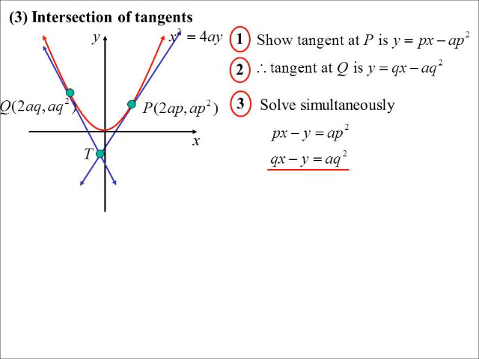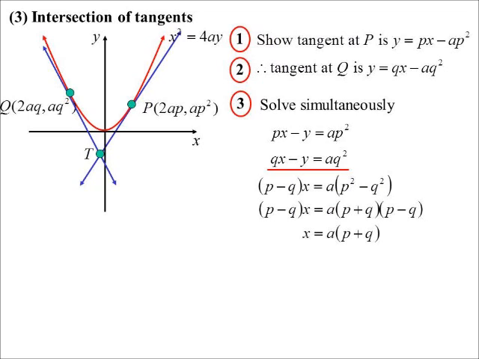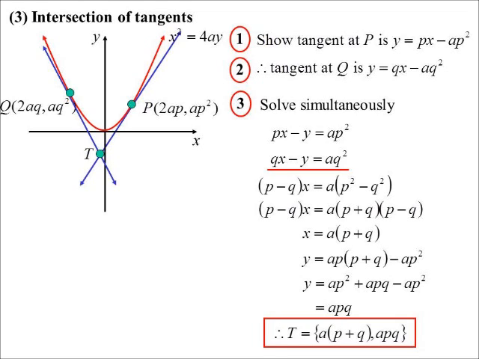So, all right, I'll subtract to get rid of the y's. On the right-hand side, I've got a difference of two squares, which will cancel with the p minus q. And so the x value would be a times the sum of the parameters, p plus q. And I can sub that back in for x to come up with my y, and y turns out to be a times the product of the two parameters, so apq. So the point of intersection of two tangents will always be a, the sum of the two parameters, and then for the y value, a, the product of the two parameters.